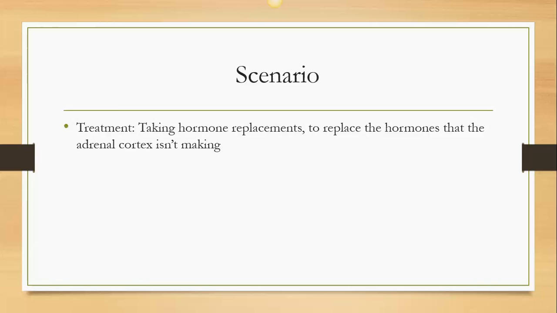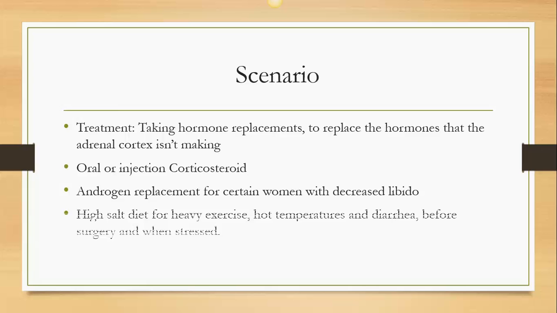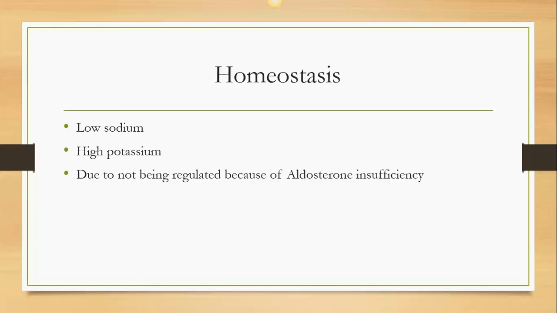Scenario. Possible treatments that Sue can take include hormone replacements to replace the hormones the adrenal gland cannot make on its own. This can look like oral or injection corticosteroids. Androgen replacement is available for certain women with decreased libido. A high salt diet is recommended for heavy exercise, hot temperatures, and diarrhea, before surgery, and when stressed. In summary, homeostasis is ineffective as there becomes low sodium and high potassium, due to aldosterone not being able to regulate it.